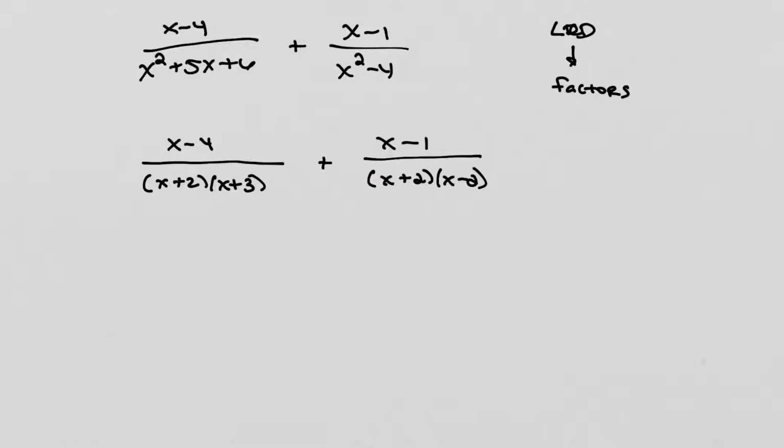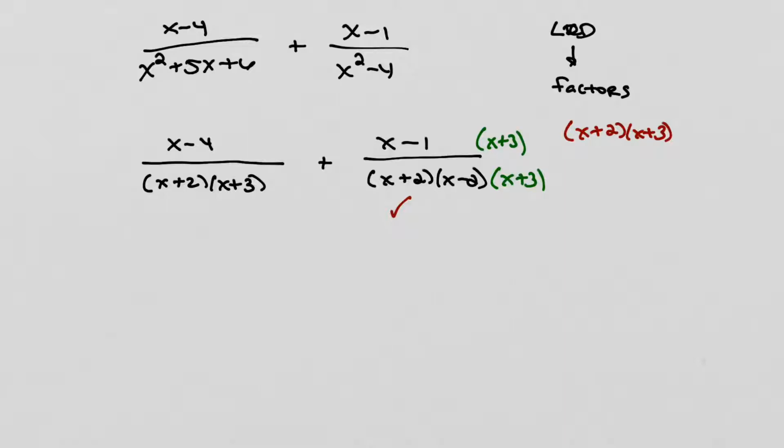It's better. Okay, so if we think about what we need for a least common denominator, the first denominator has an x plus 2 and an x plus 3. Right? If you look at the second denominator, it has an x plus 2, but it doesn't have an x plus 3. So this one definitely needs an x plus 3 in it. So we'll multiply that one and that one in the top and bottom by an x plus 3.